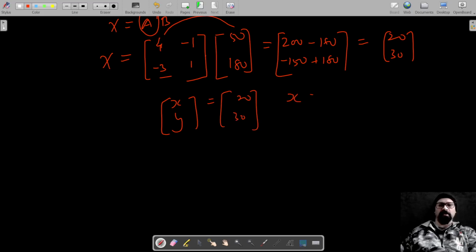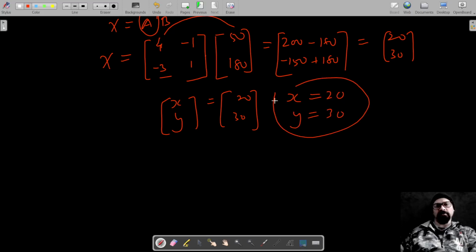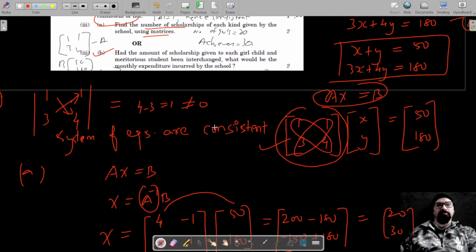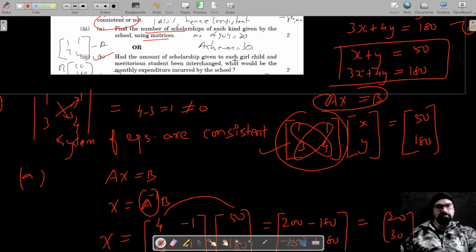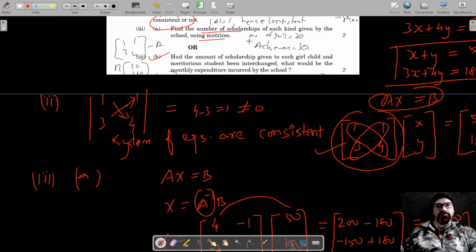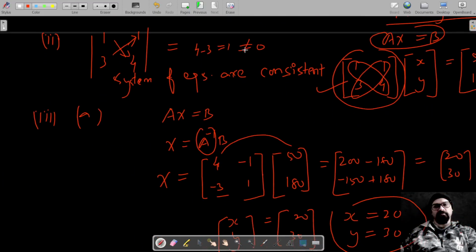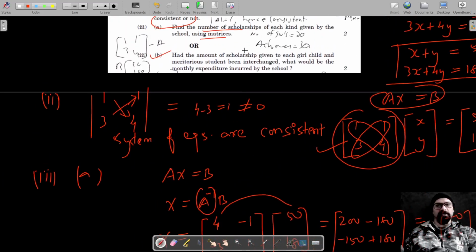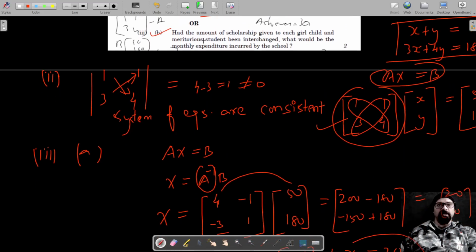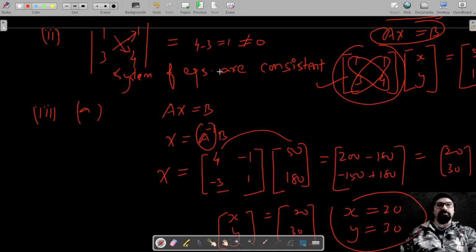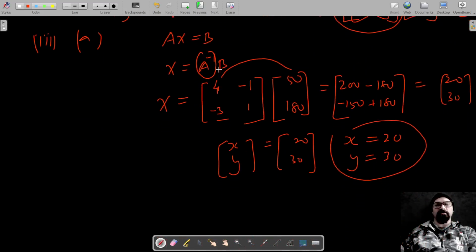So that means the number of girls is 20 and the number of meritorious achievers is 30. Okay, so we have got the number of scholarships of each kind given by the school using matrices. So 20 are for girls and 30 are for meritorious achievers. And now, had the amount of scholarship given to each girl child and meritorious student been interchanged, what would be the monthly expenditure?